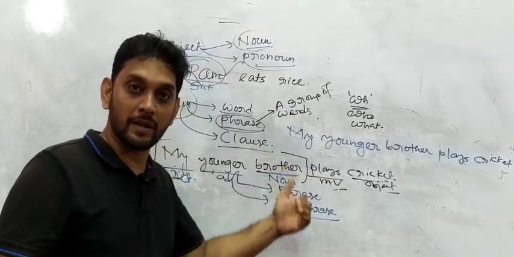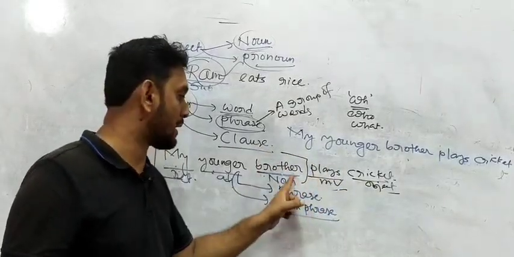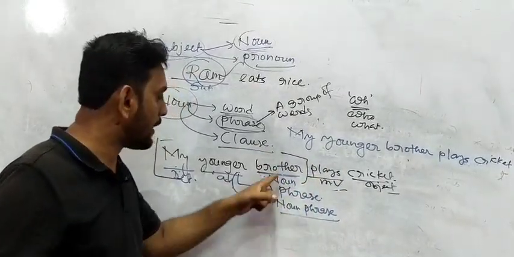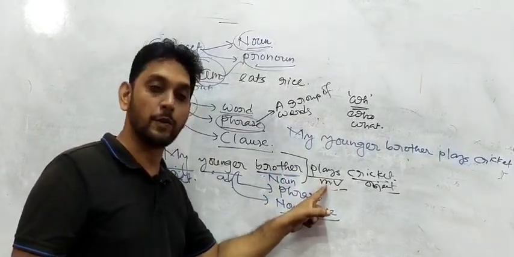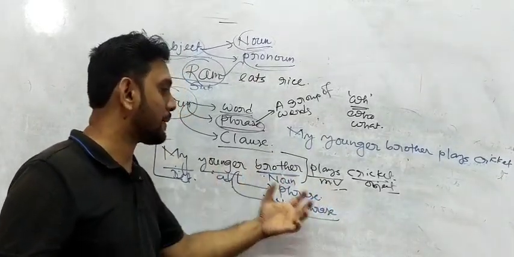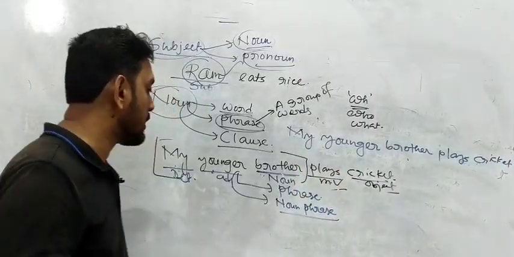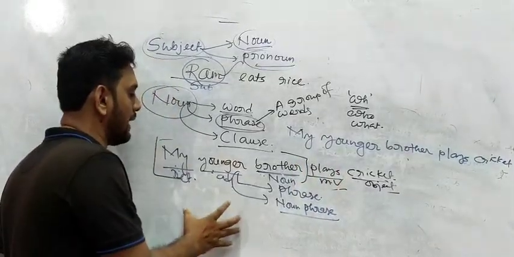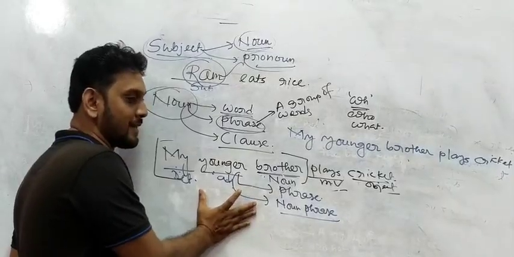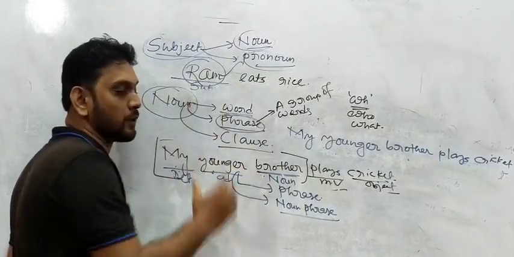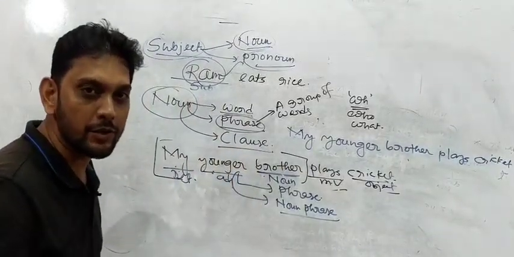My younger brothers play cricket, because the noun is plural. Right now I have written what? Singular noun. That's the reason I have written the singular verb plays. My younger brother plays cricket. Did you understand? So in this part we have seen that my younger brother is a phrase of this sentence, and it is called the noun phrase. Got my point? Yes or no?